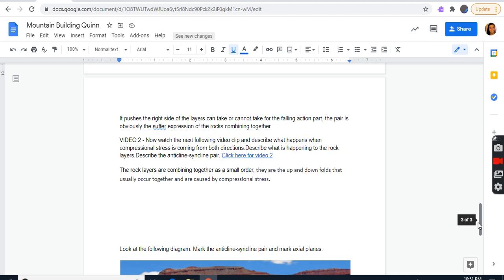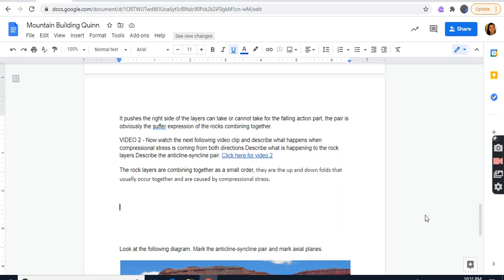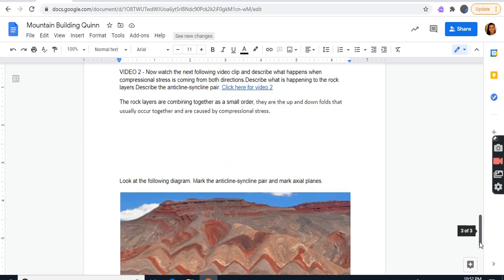Now watch the next video clip and describe what happens when compressional stress is coming from both directions. Describe what is happening to the rock layers. Describe the anticline-syncline pair. Again, this is in the video. The rock layers are combining together. They are the up-down folds that are usually paired together. They are caused by compressional stress.